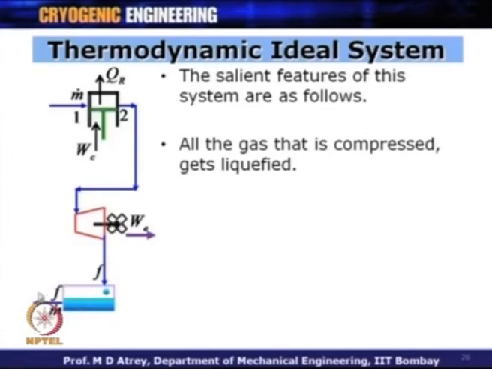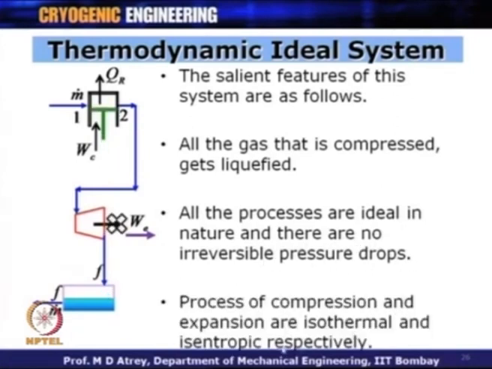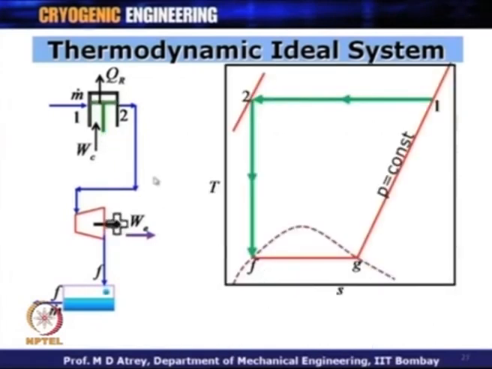All the processes are ideal processes in this, and there are no irreversible pressure drops in the system. The processes of compression and expansion are isothermal and isentropic respectively. So, if I were to represent this system on a TS diagram, this would look like this. These are two pressure lines, and this is the starting point, point 1, over here. The 1 to 2 process is an isothermal compression process, temperature remains constant, and after pressurization at point 2 here, the gas is expanded isentropically, therefore entropy remains constant, and this gas after expansion hits the saturated liquid curve at this point. So, whatever gas is compressed completely gets liquefied at this point. This is the liquid we get at this particular point.